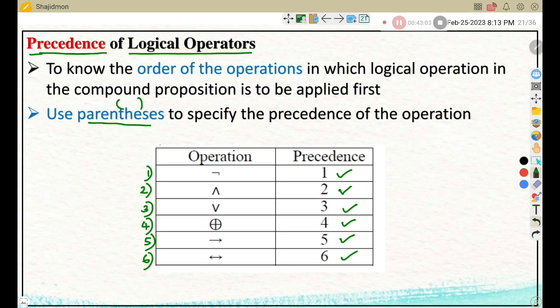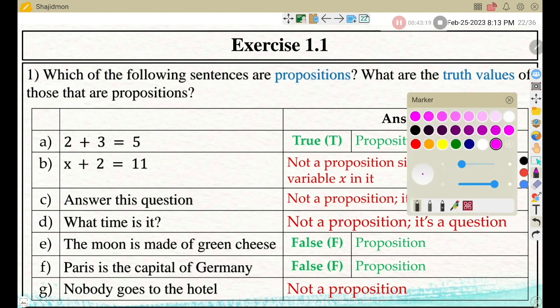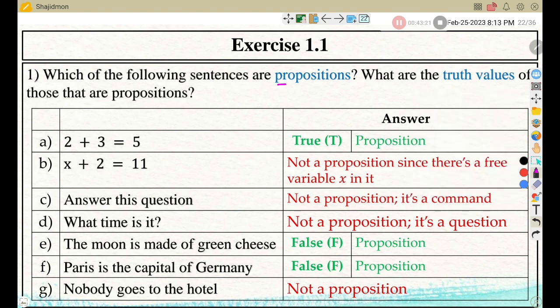Okay, now we will go to examples and exercise questions one by one. We will discuss exercise 1.1, question number 1. What is the first question? Which of the following sentences are propositions? What are the truth values of those propositions? Truth value means true or false. Which one is true, which one is false, and is it a proposition or not. So we will answer one by one, and I will also mention the answers here.